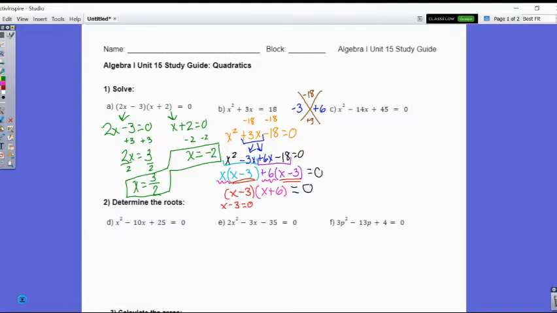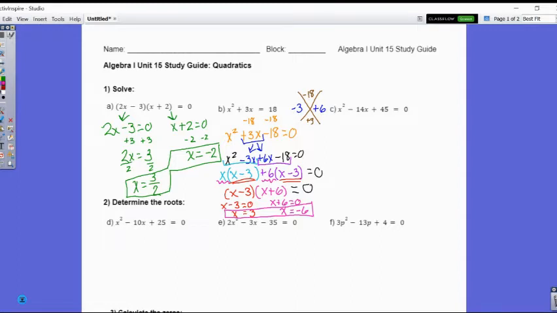If x minus 3 is equal to 0, add that 3 to both sides. 0 plus 3 makes 3. And try out the other one as well. If x plus 6 is equal to 0, I need to subtract that 6 from both sides. So 0 minus 6 makes negative 6. Here we are, two solutions. x is equal to 3 and x is equal to negative 6.